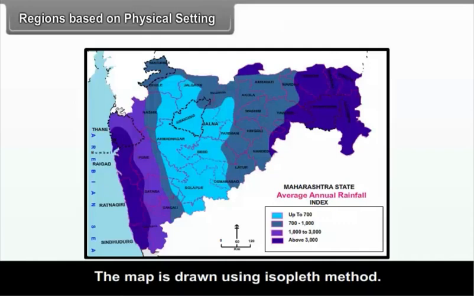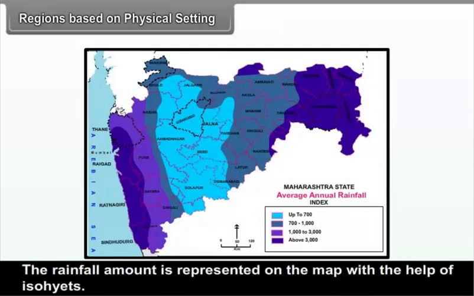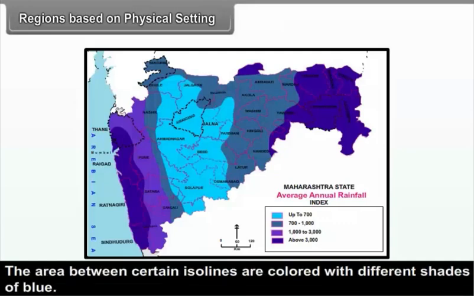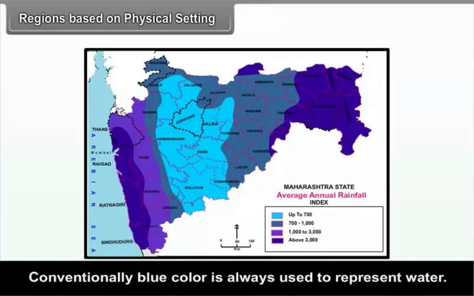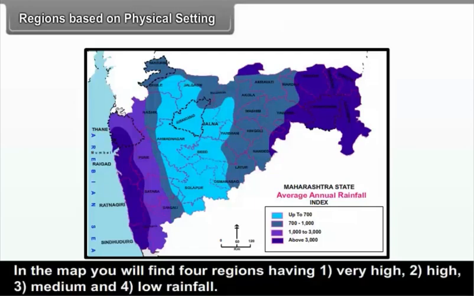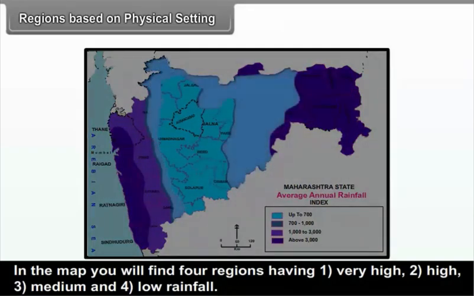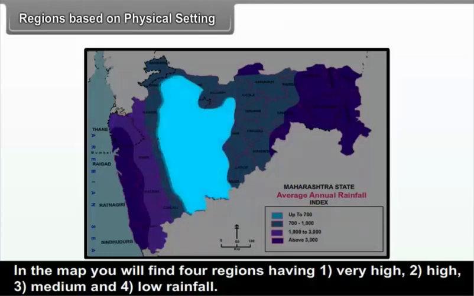The map is drawn using the isopleth method. The rainfall amount is represented on the map with the help of isohyets. These are the lines joining places of equal rainfall. The areas between certain isolines are colored with different shades of blue. Conventionally, blue color is always used to represent water. In the map, you will find 4 regions having very high, high, medium and low rainfall.